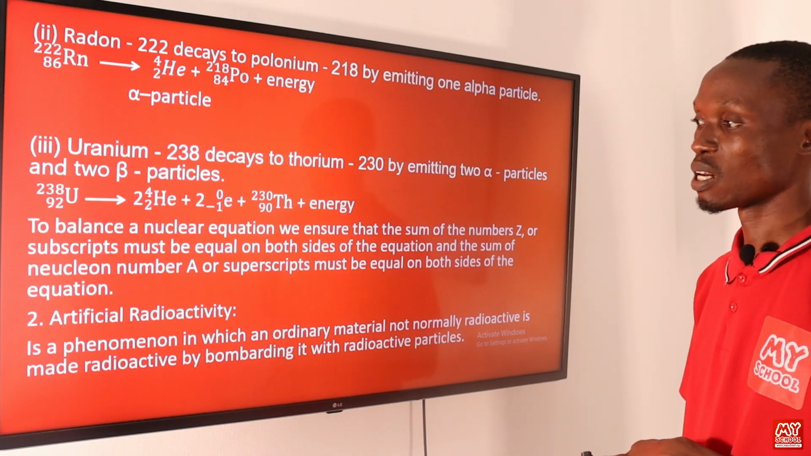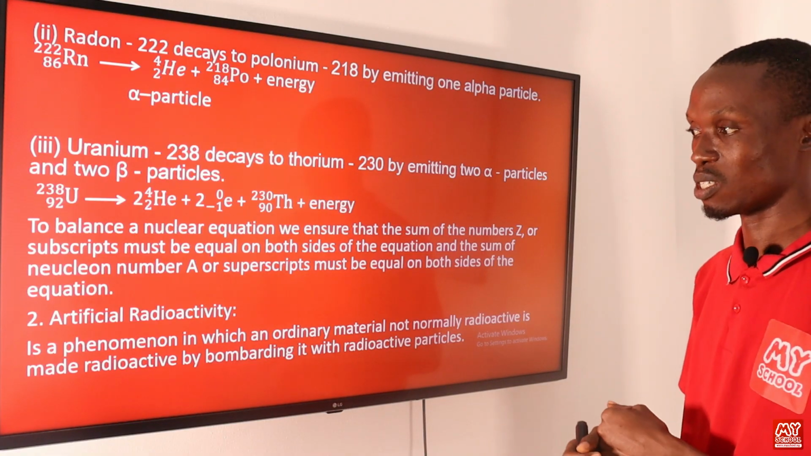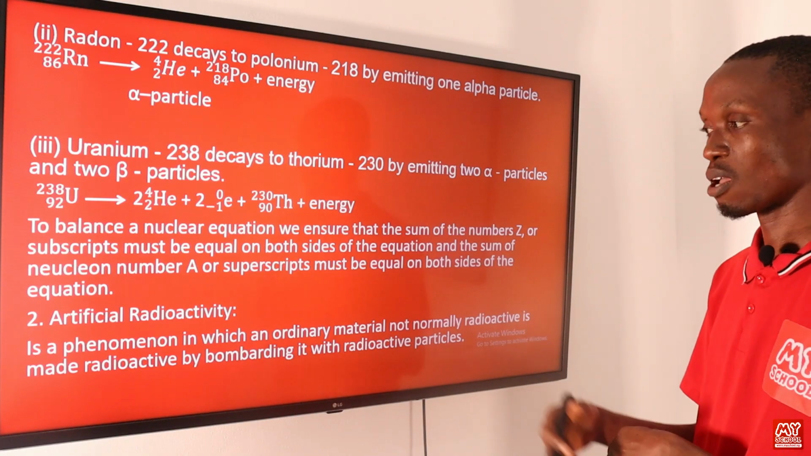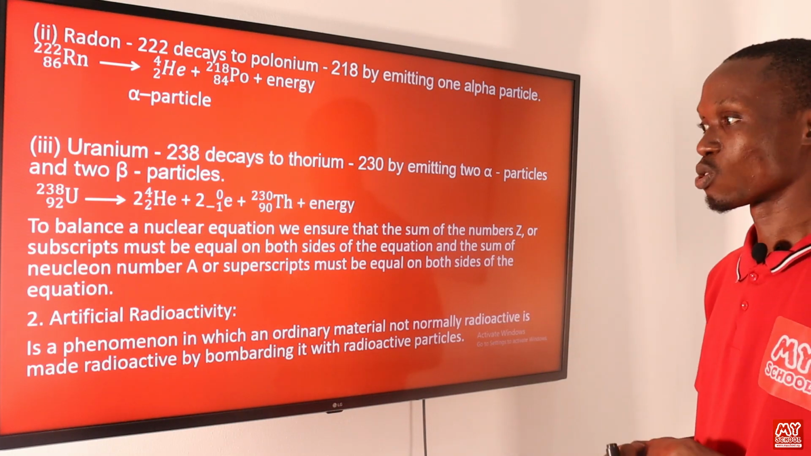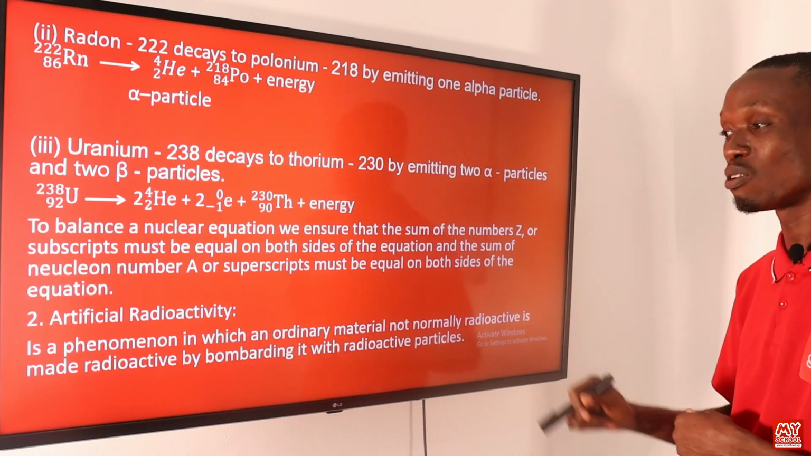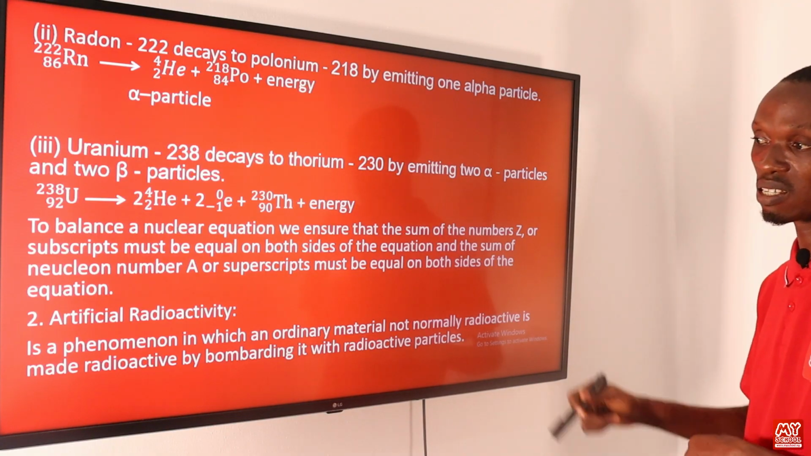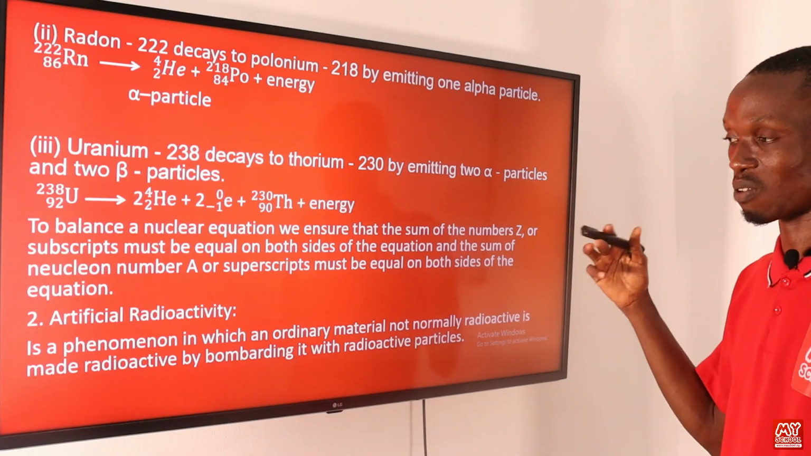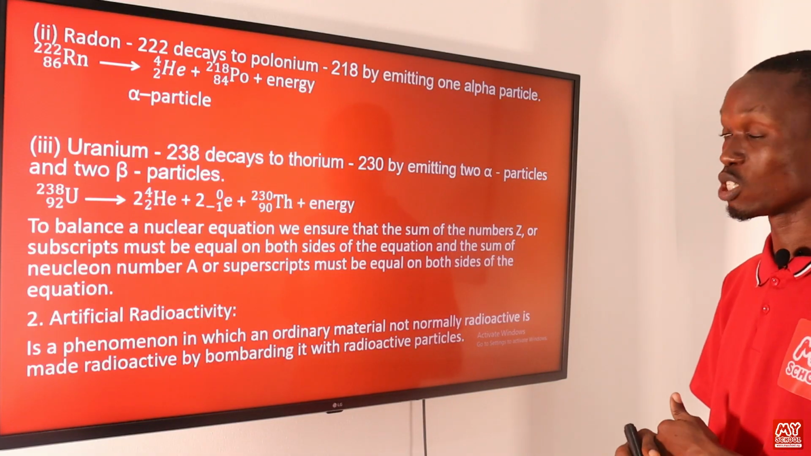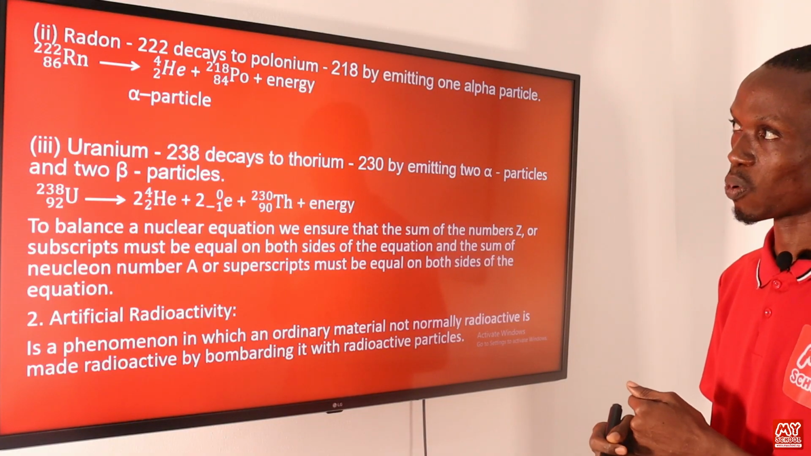Okay, now let's talk about the other type of radioactivity, which is known as artificial radioactivity. Artificial radioactivity doesn't occur naturally, it must be instigated before it occurs. So artificial radioactivity is a phenomenon in which an ordinary material, not normally radioactive, is made radioactive by bombarding it with radioactive particles. So artificial is man-made, it's instigated, by bombarding it with radioactive particles. So let's move to the next slide to see an example.